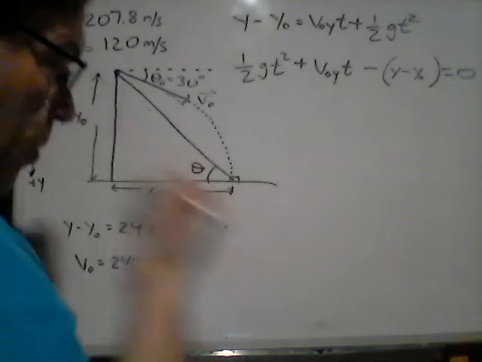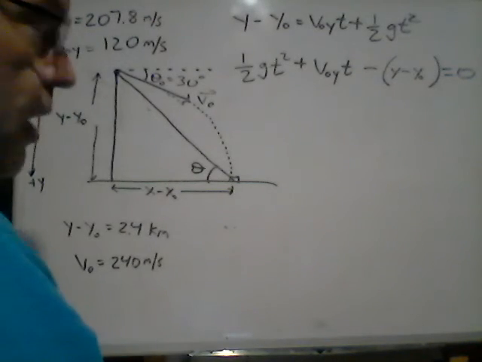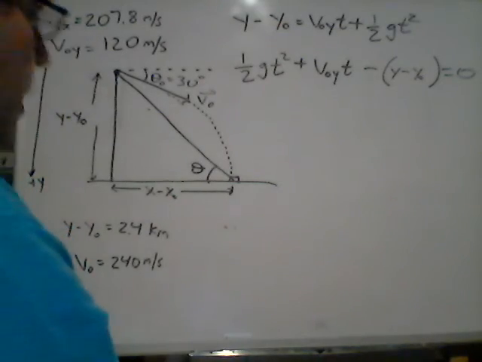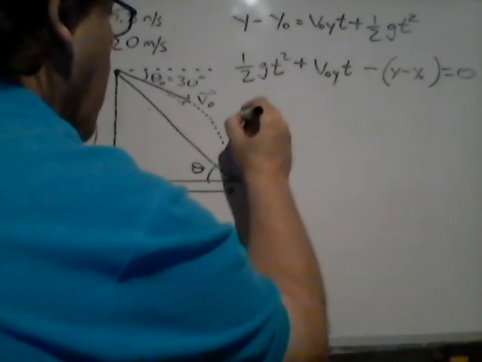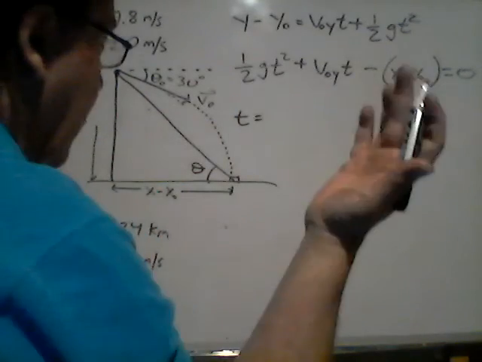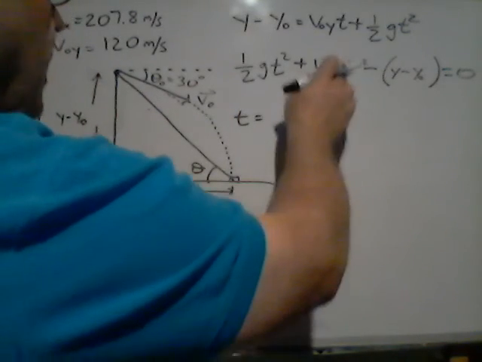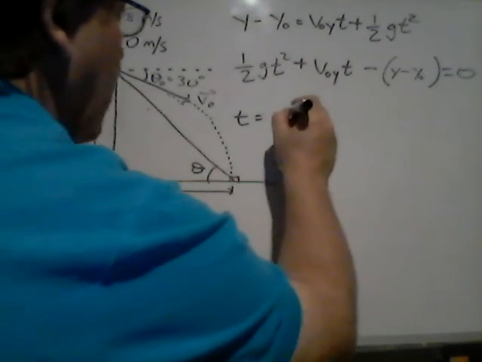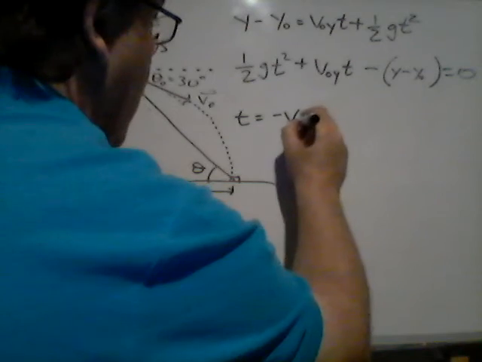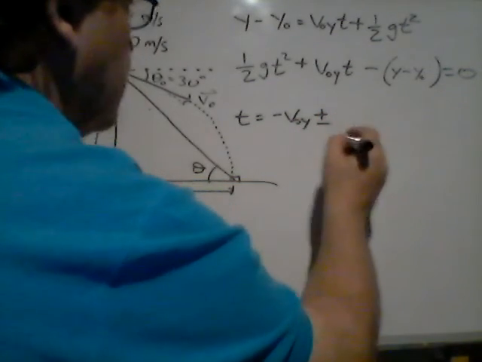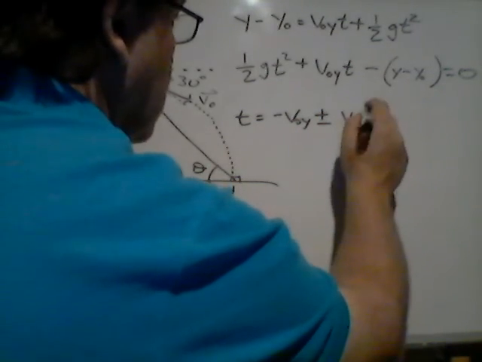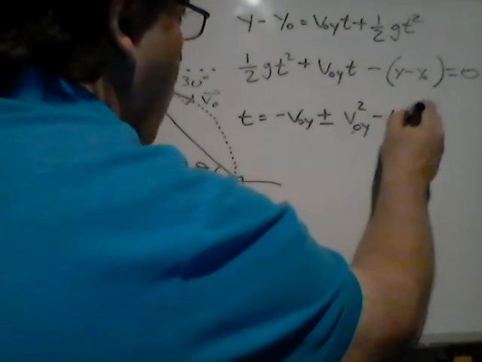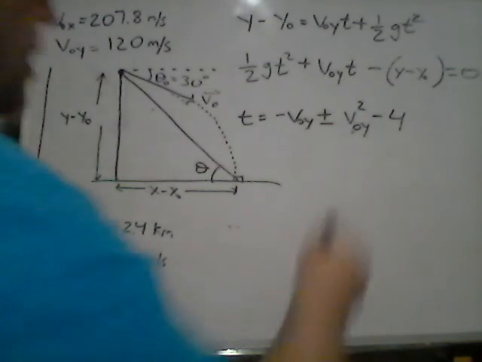Now remember what the quadratic formula is. We've seen it a few times already, so I'm just going to use it now. So t is negative b. My b in this case is v naught sub y, so negative v naught sub y plus or minus the square root of v naught sub y squared minus 4, where a is 1/2 g.